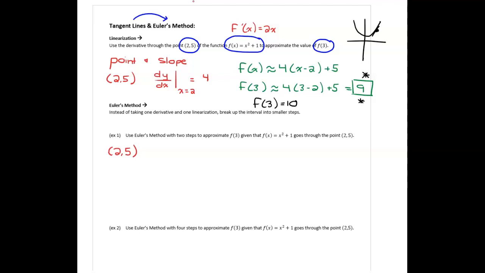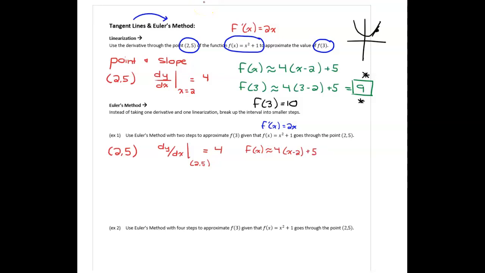2,5 is right here. The very first thing that we need is to figure out what our derivative is. Our derivative at 2,5, well, we already discussed this in the previous problem: f prime of x is 2x. So at this moment in time, my slope is 4. And just like we talked about, f of x is approximately 4 times x minus 2 plus 5.